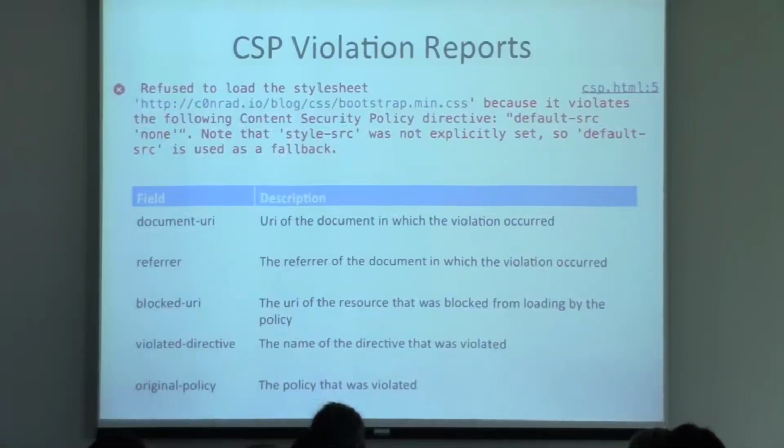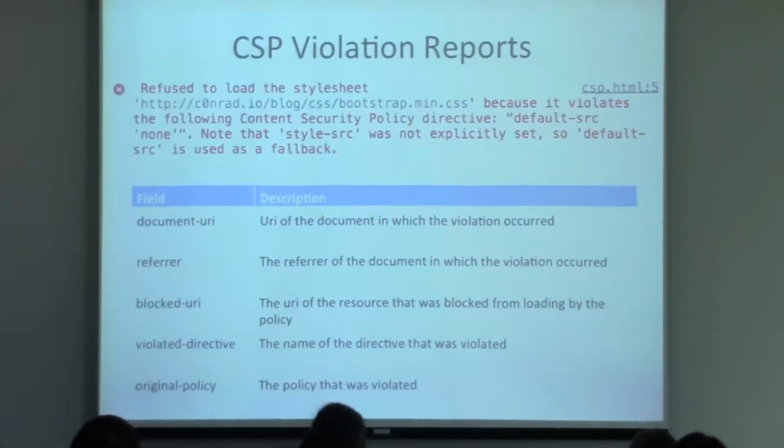But the violation reports are actually super useful. They tell you exactly where the problem is. So when you have an error message, the first thing you'll notice in your console is this: refused to load style sheet. This was on my blog, and it said it didn't want to load Bootstrap because it violated the content security policy directive default-src 'none'. So nothing was allowed to be loaded, and so obviously a thrown message.